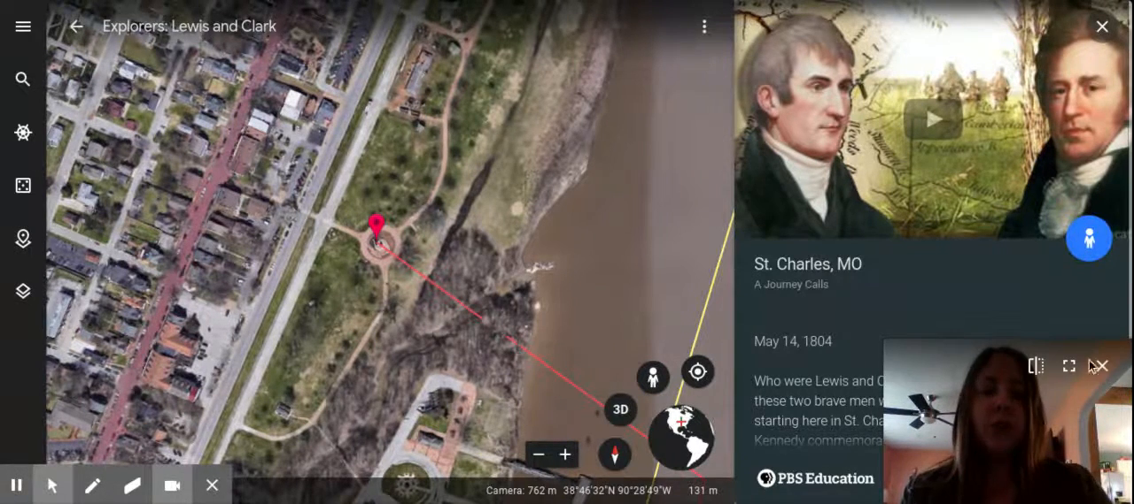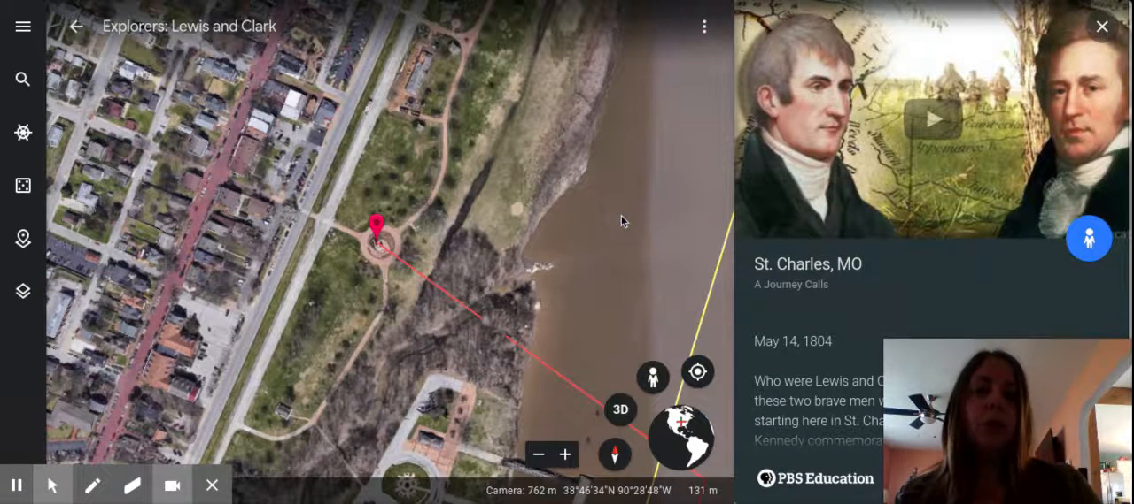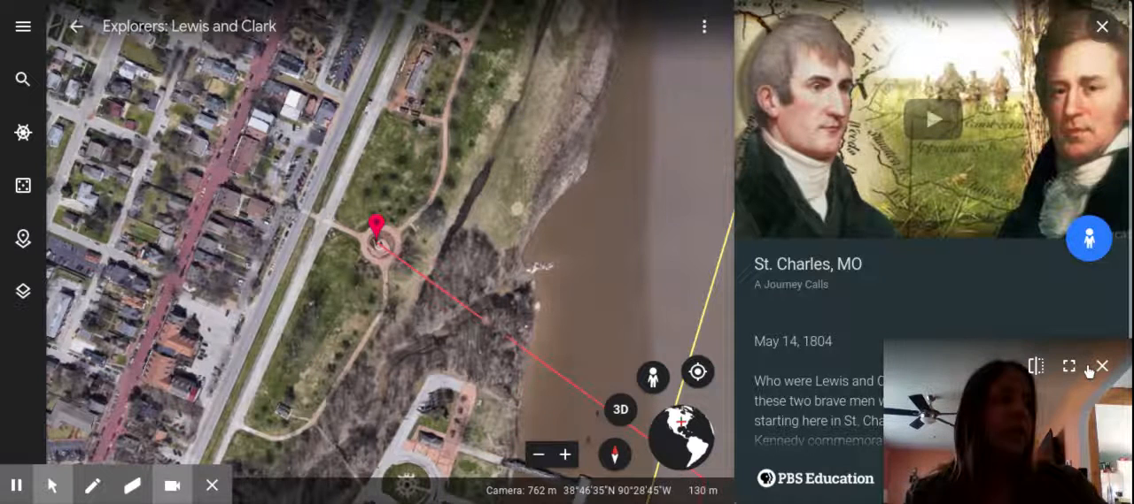But this is your first stop. It might be easier for you to have both the Google form and the Google Earth up at the same time because you have 10 multiple choice questions that go along with this expedition. I have them all laid out so that question number 1 says stop 1. Where did Lewis and Clark start their 8,000 mile journey?